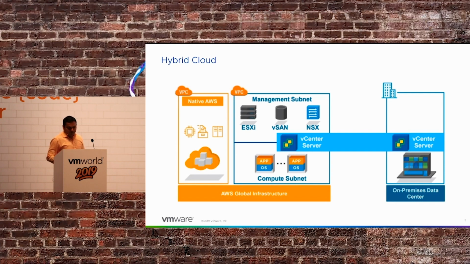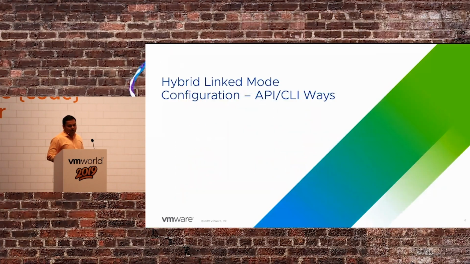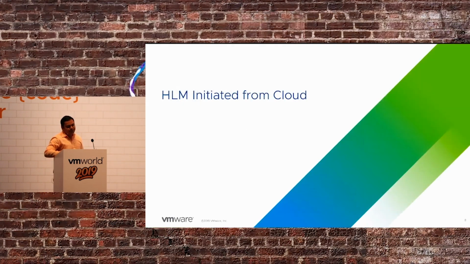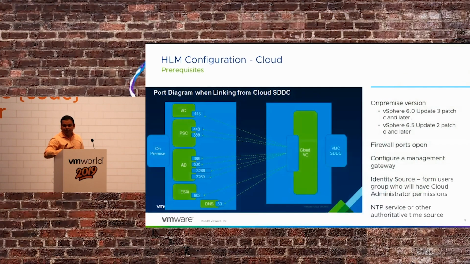So let's look at how we do the configuration between cloud and on-premise data center. Basically two ways. One is you initiate the connection from the cloud side. The other is you initiate the connection from the on-premise side. We'll go through each one of the ways via APIs and CLIs in the next few slides. So let's see how we initiate the configuration from the cloud side.